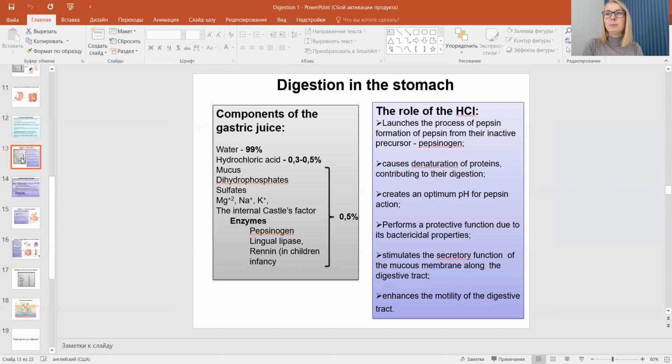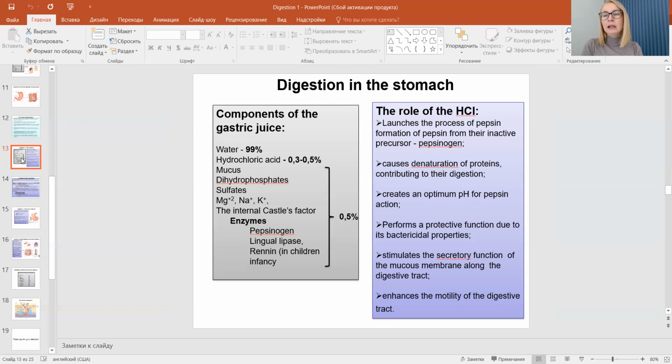Hydrochloric acid produces a pH of about 2.0 in the stomach. Pepsinogen is the precursor of the enzyme pepsin. Hydrochloric acid converts pepsinogen to the active enzyme pepsin, which digests proteins by breaking them down into smaller peptides. Pepsin exhibits optimum enzymatic activity at a pH of about 2.0. The low pH also kills microorganisms.